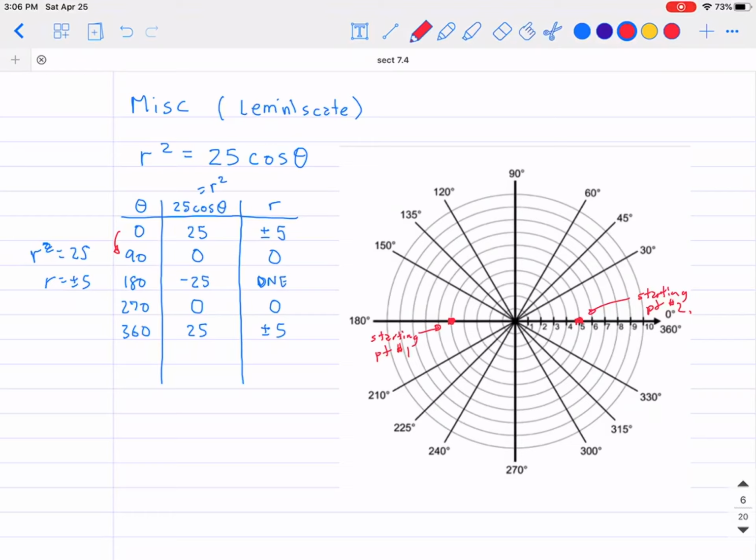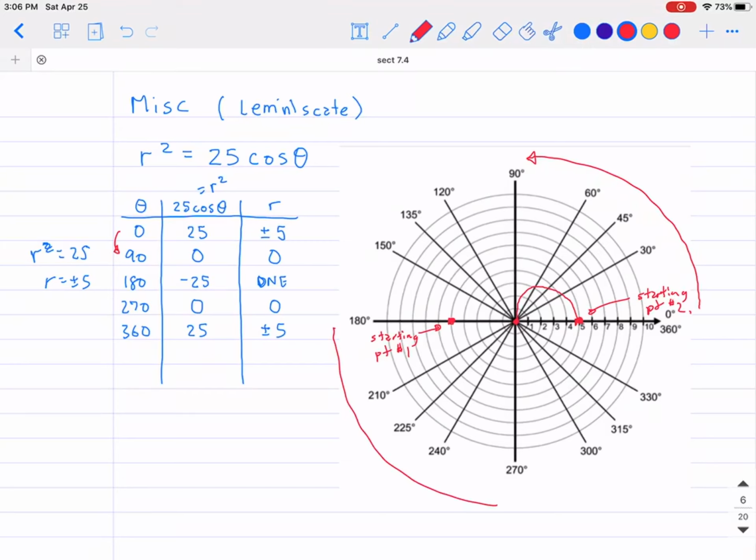Okay, so that's the freaky part because of the nature of this equation. As theta goes from 0 to 90 degrees, you're going to decrease your value of r from 5 to 0, or increase it from negative 5 to 0. So here in the first part, from 0 to 90 degrees, first of all, let's go ahead and pull out that point, 90, 0. So that means that's the pole once again. In quadrant 1, in order for you to go from starting point number 1 to the origin, you must go inward like this then as a result.